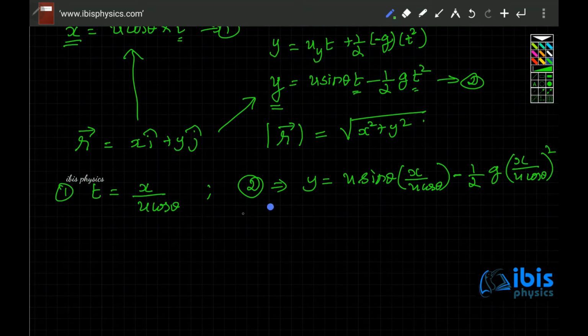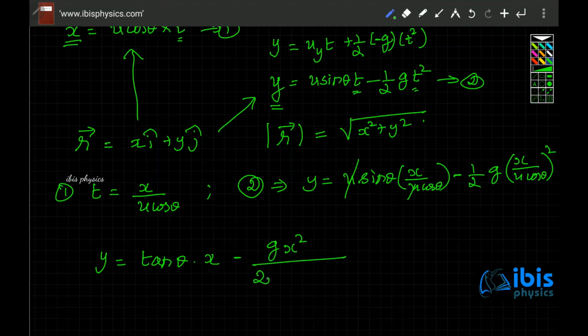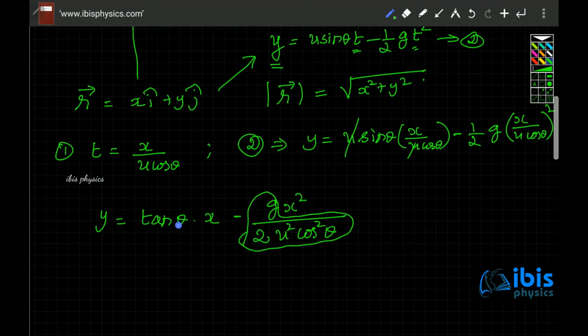Hence from here I am writing it. So this u and u will be cancelled. So it is tan theta into x minus g x square by 2 into u square cos square theta. So this whole thing is a constant, because theta is the initial angle of projection, u is the initial velocity, all are constants. So theta is the angle of projection, hence that is constant, hence tan theta is also a constant.